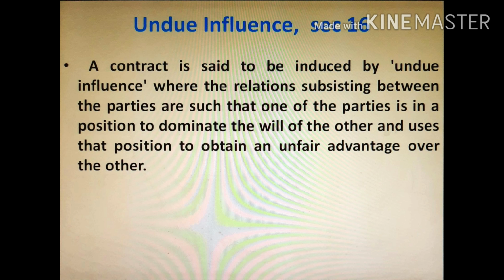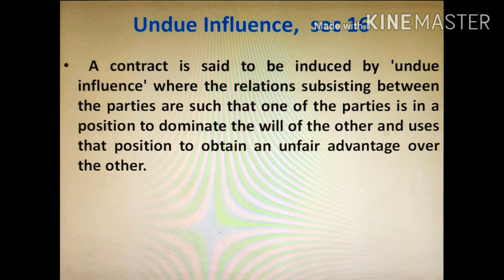So I will decode this definition into three points. If you want to say that there is undue influence on a party who entered into a contract without giving free consent, it must fulfill three important conditions. Of course, the three conditions are very much winnowed from the definition itself. What are those three conditions?